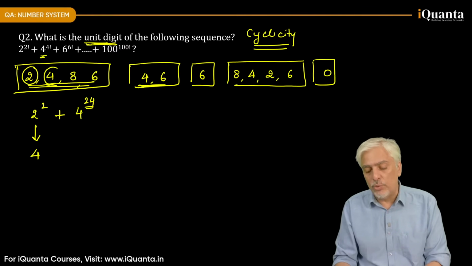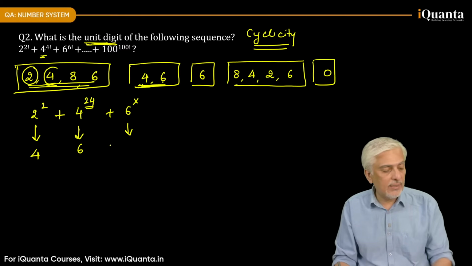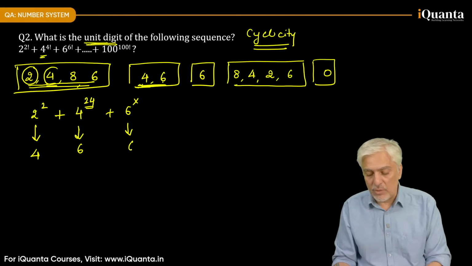4 ka cycle is only 2. 4 raised to odd, 4 raised to even. So this will always be 6. 6, whatever the power is, does not matter. Answer will always be 6. 6 ka power mein this will always be 6.